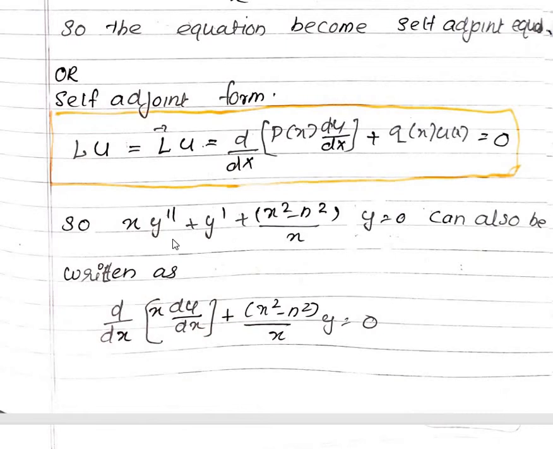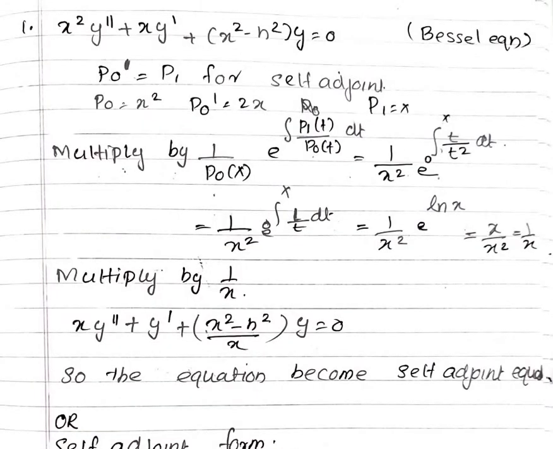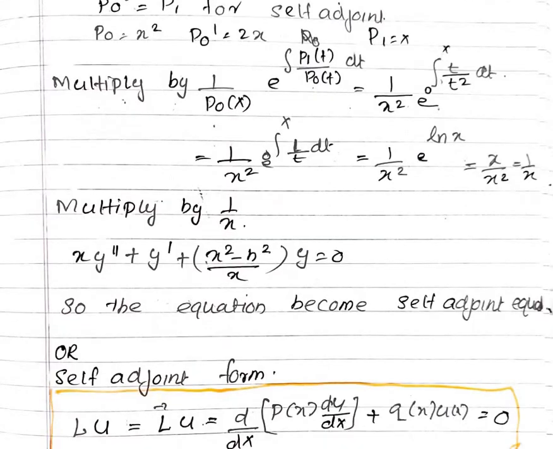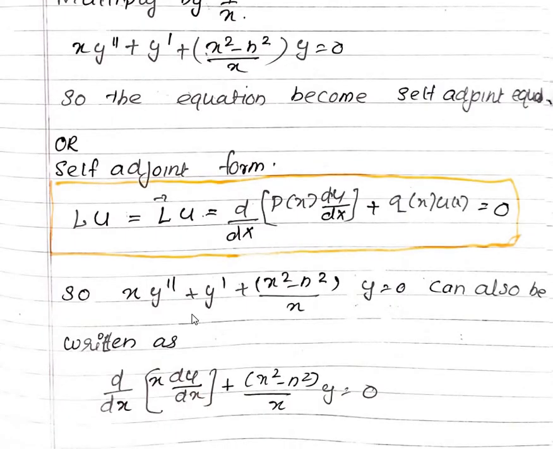So the equation x y double dash plus y dash plus (x square minus n square)/x y equals 0. That is the self-adjoint form of Bessel equation. So this can be written as d by dx of (x du by dx) plus (x square minus n square)/x into u, it is u not y, equals 0. So we obtain the general form of self-adjoint equation.